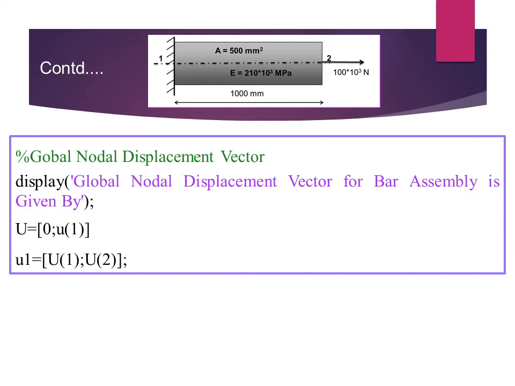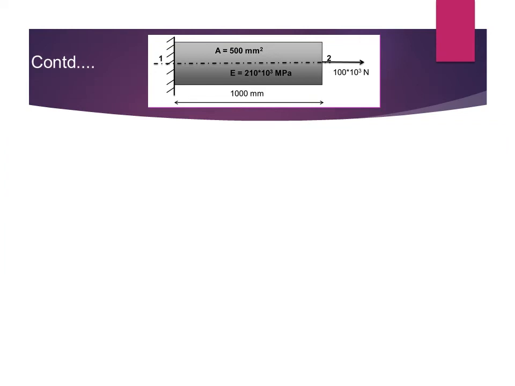Next is the small u1 matrix I am going to define here. What is the small u1 matrix? It is equal to, in matrix, the first row takes the first element from the u matrix, semicolon, take the second element from the capital U matrix. So U of 1 semicolon U of 2 is your U1 matrix, and this is only for the stress calculation. Consider the small u1 we are using for the stress calculation.